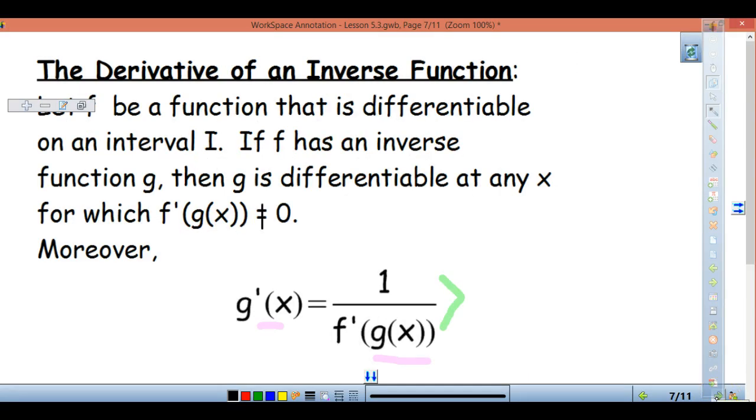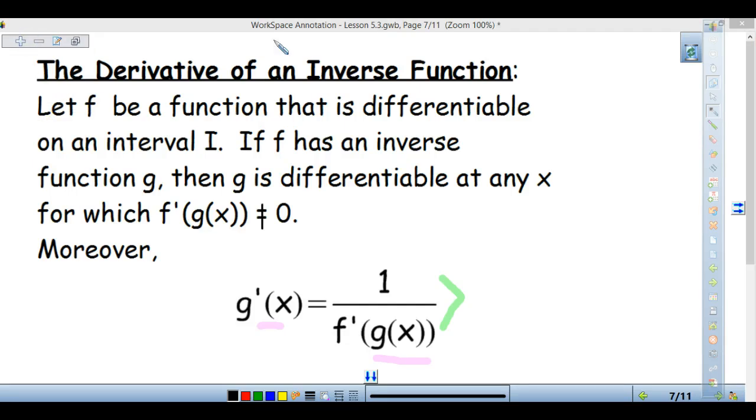All right, so let's look at the more formal explanation here. It says that for the derivative of an inverse function, let f be a function that is differentiable on the interval I. If f has an inverse function g, then g is differentiable at any x for which f prime of g of x is not equal to 0. So the derivative of the inverse is equal to the reciprocal of the derivative of the function with the inverse inputted.